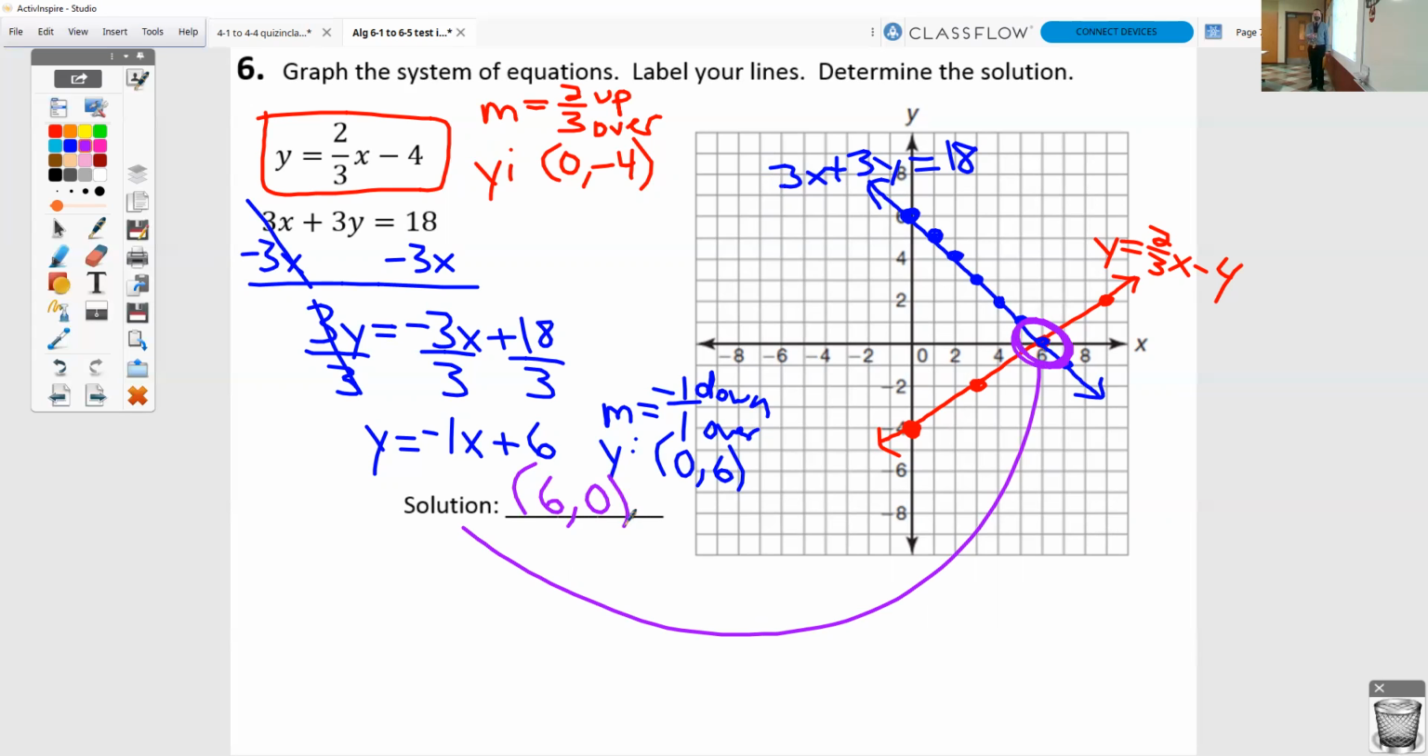Remember, when you write points, points are always written x, y. Your x value is how many you go over. Your y value is how many you go up or down. So when we take a look at that point, we're going over to 6 on the x, up 0 on the y. Be very careful. That's a very common mistake tomorrow.